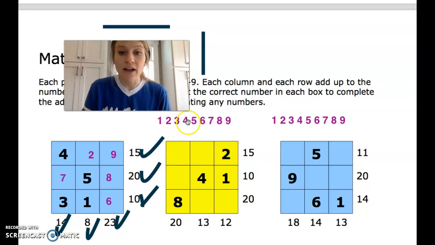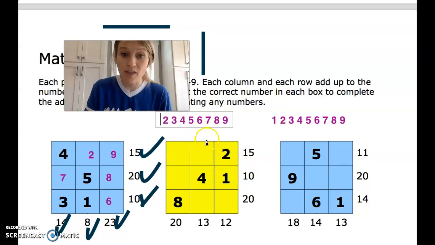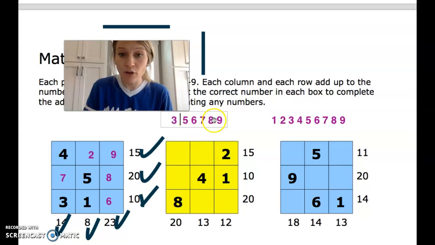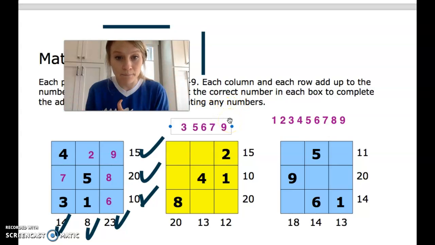1, 2, 3, 4, 5, 6, 7, 8, 9. And the goal of this is that I can't repeat any of these digits. So look, they've already used the number 1, so I have to take that number out. They've already used 2. Nope, can't use 2 again. They've already used 4. Can't use 4, and they've already used 8. I can't use 8. So I can only use 3, 5, 6, 7, 9.